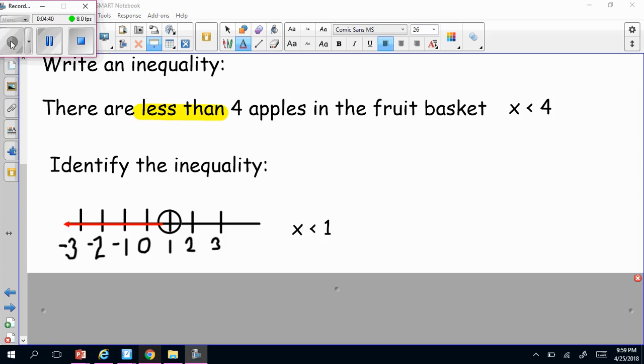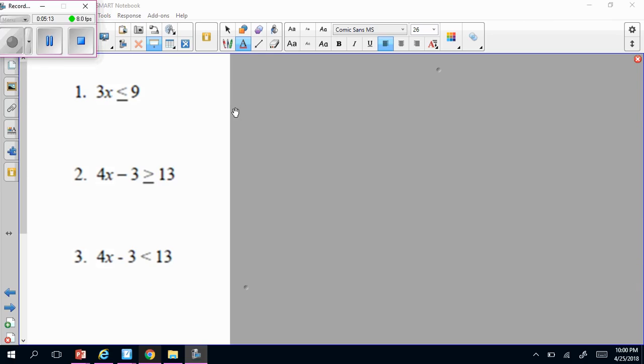So your inequality should look like mine, where x is less than 1. When we have an open circle, that lets us know that x cannot be 1. It's also telling us, look at the direction it's going. 0 can be less than 1, but can 2 be less than 1? No, it can't. So we're going to the direction where it would work, and that is to our left. And it's also the less than sign. Go ahead and write these problems down. We'll go over these together.